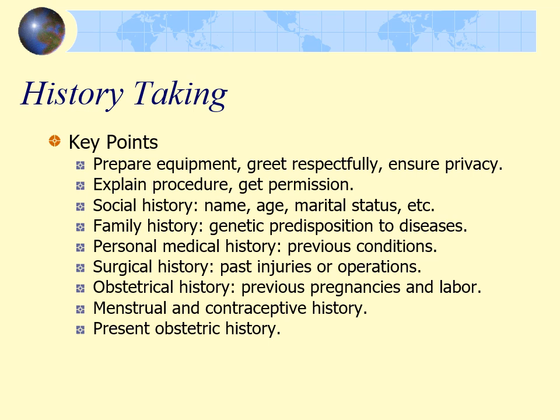Okay, so this is what you need to look at when it comes to history taking. So key things, first of all, you need to prepare everything. Then you need to start looking at the social history, the family history, the personal medical history, the surgical history, the past obstetric history, the menstrual and contraceptive history, and then lastly the present obstetric history.